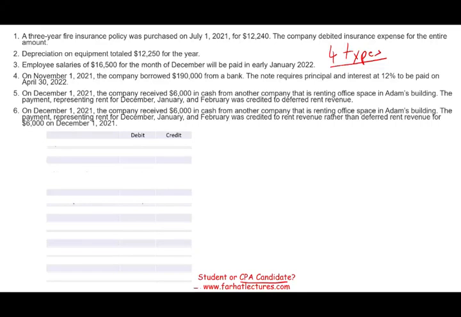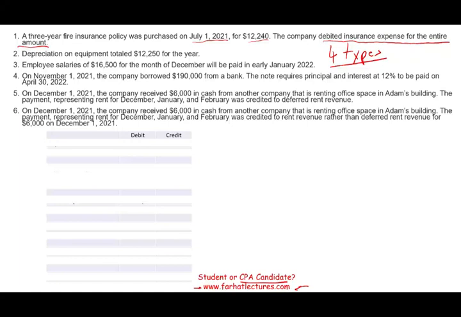Now, on farhatlectures.com, I have a detailed explanation about adjusting entries. This is just an exercise, but I will try to explain the concepts as well, briefly though. A 3-year fire insurance policy was purchased on July 1st, 2021 for $12,240. The company debited insurance expense for the entire amount.